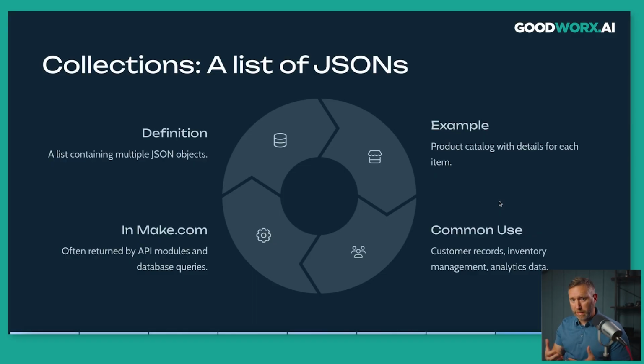So now we come to a collection. And a collection is just a list of JSONs. For example, you might have a product catalog, and each product has details about that product. So it might have the ID of the product, the title of the product, a description, the price, the quantity, the colors. Those are all details about that one particular product. In Make.com, collections are often returned by API modules and database queries. And common uses would be customer records, inventory management, and analytic data.